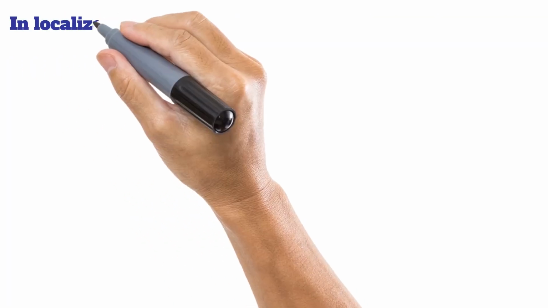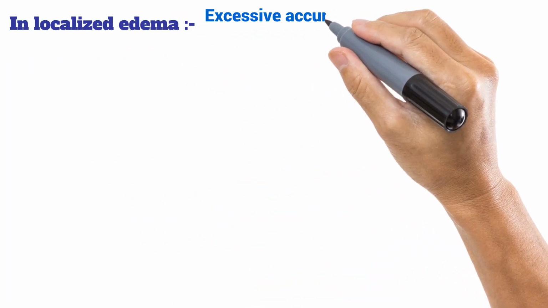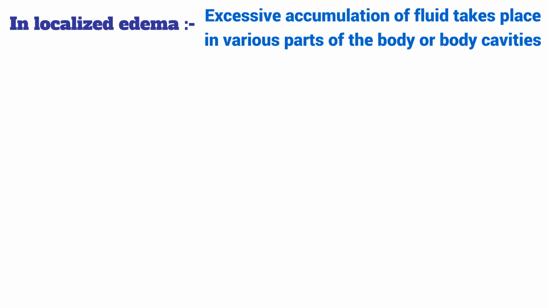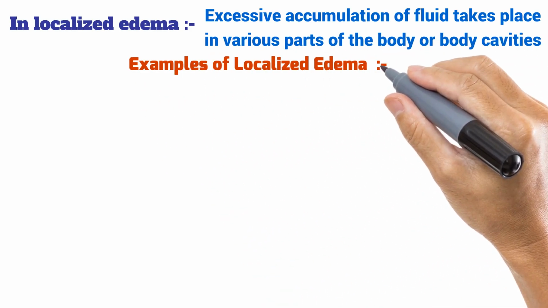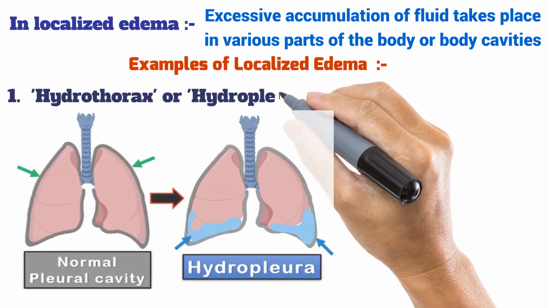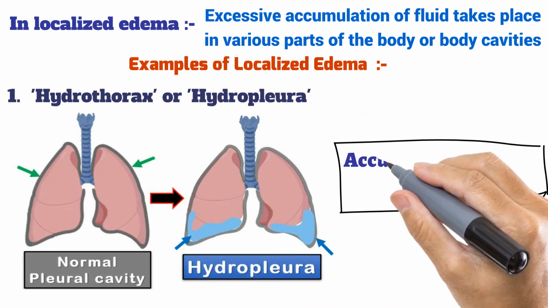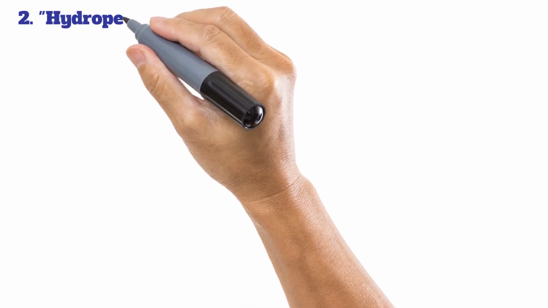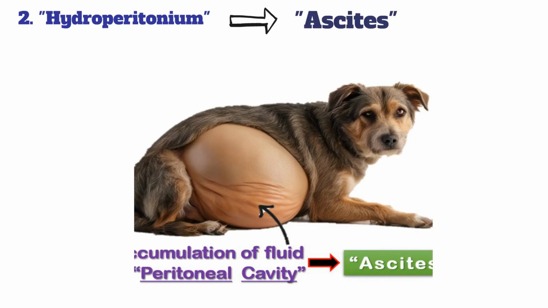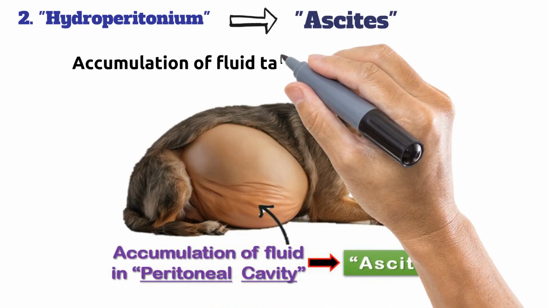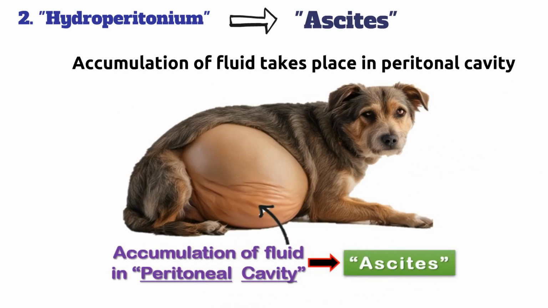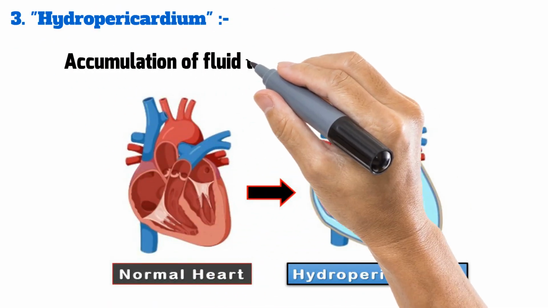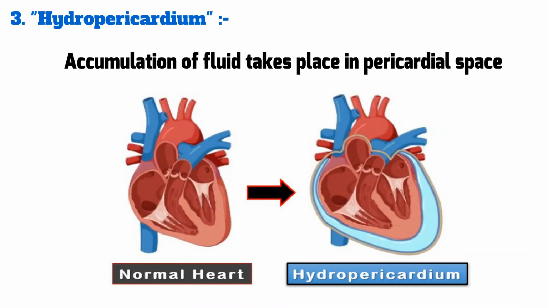Whereas in localized edema, excessive accumulation of fluid takes place in various parts of the body or body cavities. Heading forward with the examples of localized edema, first one is hydrothorax or hydropleura, which means accumulation of fluid in the pleural cavity. Another example could be Hydroperitoneum, commonly known as Ascites, where the accumulation of fluid takes place in the peritoneal cavity. Another example, Hydropericardium, where accumulation of fluid takes place in the pericardial space.